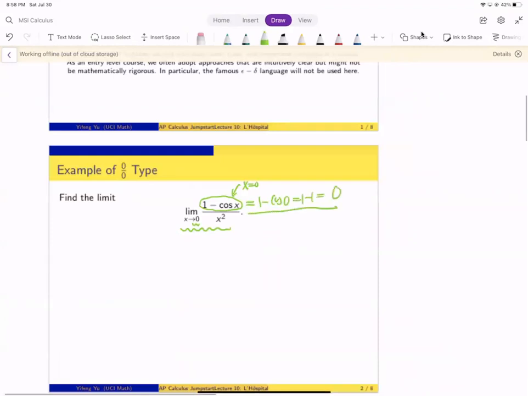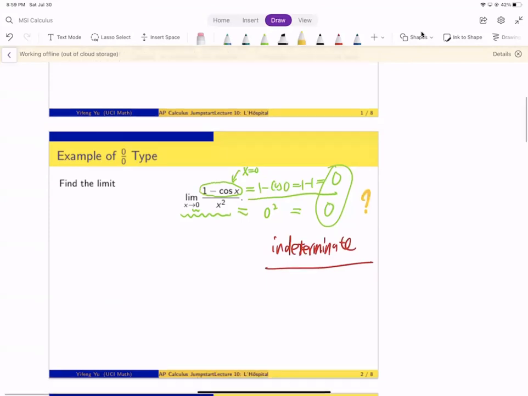Now, how about the denominator? The denominator is 0 squared, which is also 0. So here the point is we end up with 0/0, but we don't know what 0/0 is, and this is called indeterminate. There are several different forms of indeterminate forms. This is one of them, 0/0, and that's what we will focus on. Now the question is, how should we handle this kind of indeterminate form? And that's what L'Hopital's rule tells us.